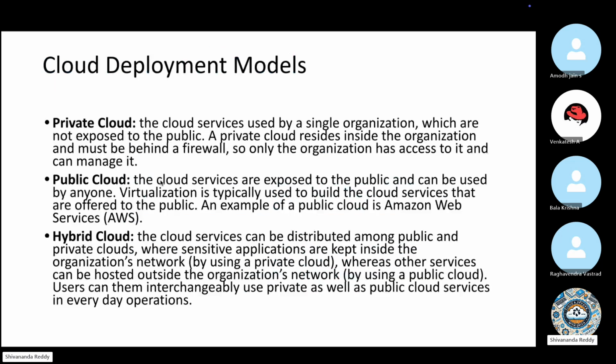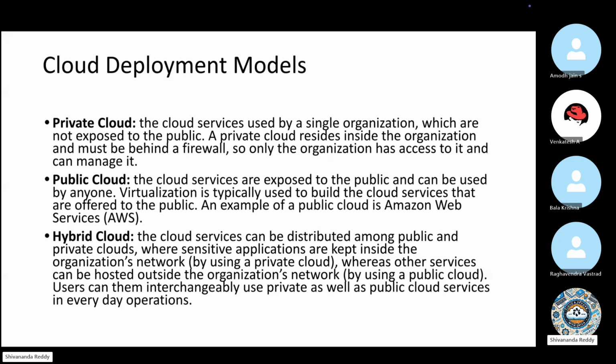Next, those are cloud deployment models. Remember, guys, what we discussed before, IaaS, PaaS, SaaS, are cloud service models. Now what we're discussing are deployment models. In the interview, they'll ask about what are the different types of deployment models and what are the different types of service models. Service models means SaaS, PaaS, IaaS. Deployment models means public cloud, private cloud, hybrid cloud.